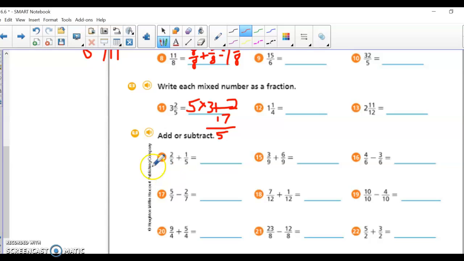All right, and then adding and subtracting, all you really need to do is just please be aware of the operation, right? And then we add across the top or we subtract across the top. So 2 plus 1 is just 3, and the 5 stays as fifths. That's it. Make sure you find the subtraction, right? And here, obviously, you're just going to subtract across the top. 4 minus 3 is 1. The 6 stays the same. Bottom number always stays, that denominator.